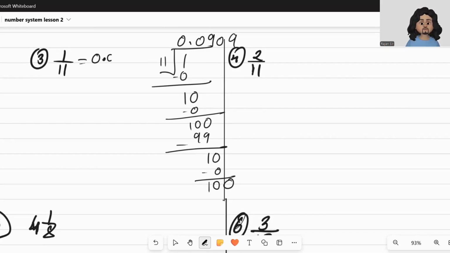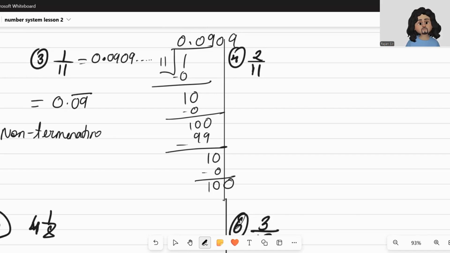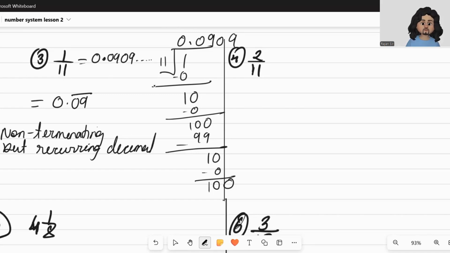So this is 0.0909 and so on. You can understand the 09 is actually repeating, so you can write it as 0.09 bar. In this case, it is non-terminating but recurring. Since this is recurring and non-terminating, it is a rational number. So there can be two questions on this one.